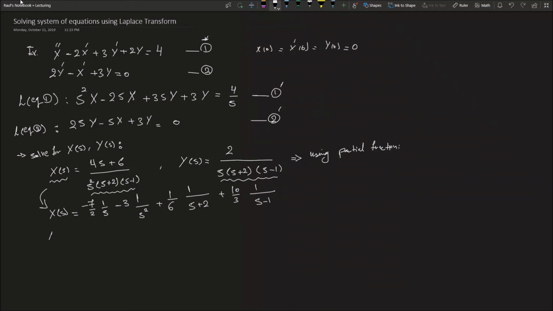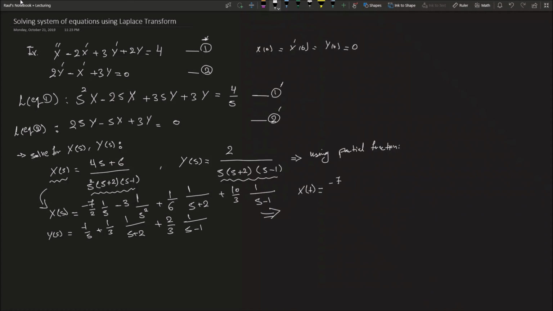Same manner for the Y of s after partial fraction. How does it look? It will give you minus 1 over s plus 1 over 3 multiplied by 1 over s plus 2 plus 2 over 3 multiplied by 1 over s minus 1. Now, with that being said, referring back to the transformation table, we can easily find x of t as a final step and y of t, of course.